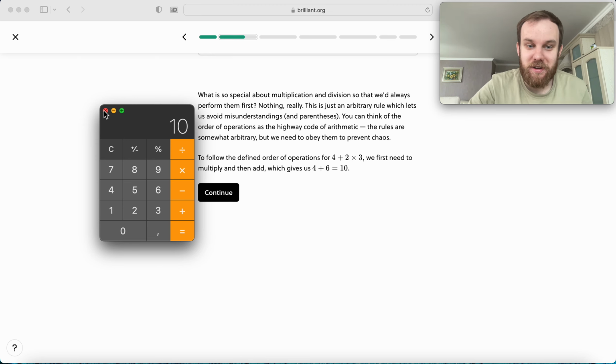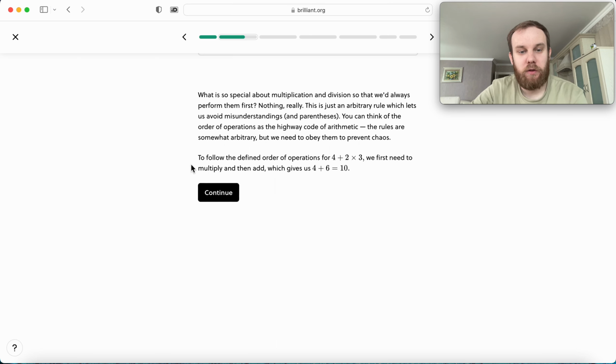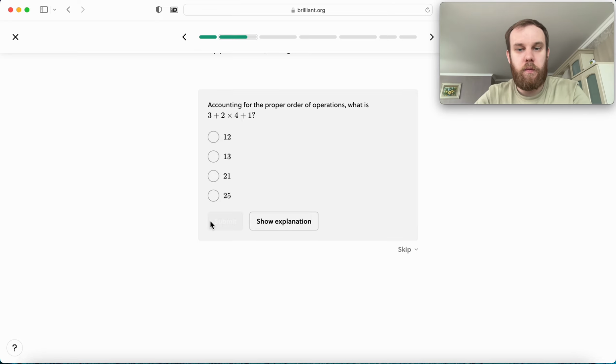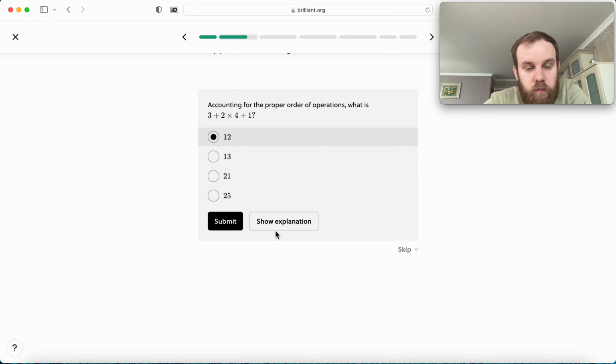It really surprised me. So coming back to the lesson, to follow the definite order of operations for 4 plus 2 multiply 3, we first need to multiply and then add, which gives us 10. Okay, cool, let's continue. Accounting for the proper order of operations, what is 3 plus 2 multiply 4 plus 1? Okay, so first of all we need to multiply 2 by 4, which is 8, and it doesn't matter what we add after, 3 or 1. Basically 3 plus 1 will also be 4, and so the right answer is 12.